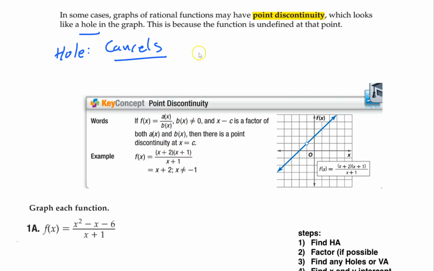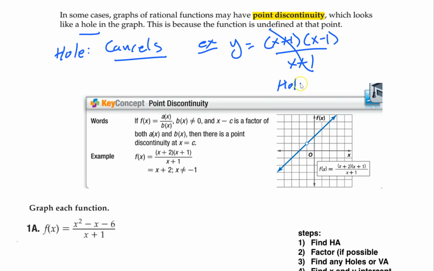So a good example, let's probably best to see by example. Let's do something like this. Kind of like they do right here. So in this case, let's say I give you this graph here. So before you do anything else, you're like, these cancel. So that means you have a hole in your graph. Now where does the hole happen at? It's just like a normal vertical asymptote. You set this equal to 0. So my hole should be at x equals -1. So that's where your hole is at.